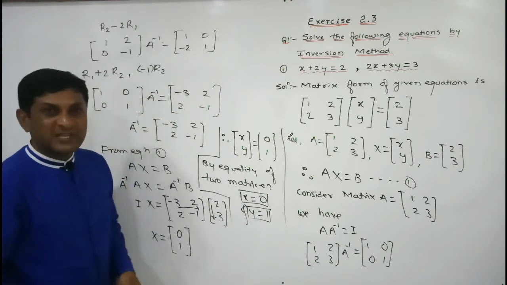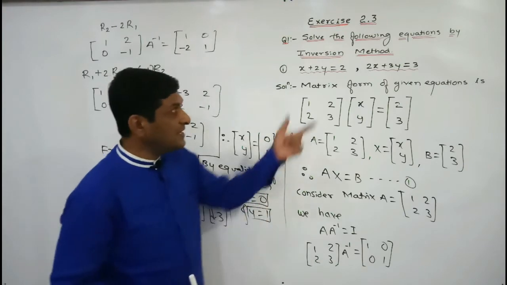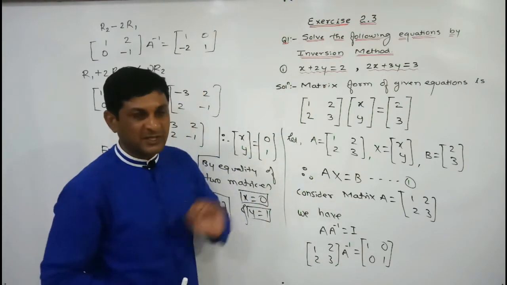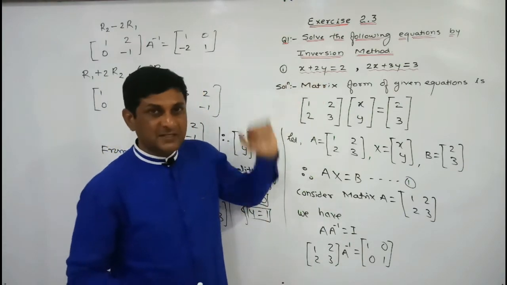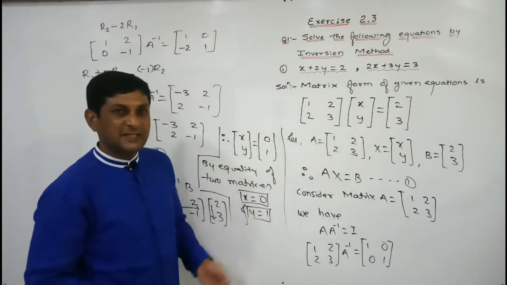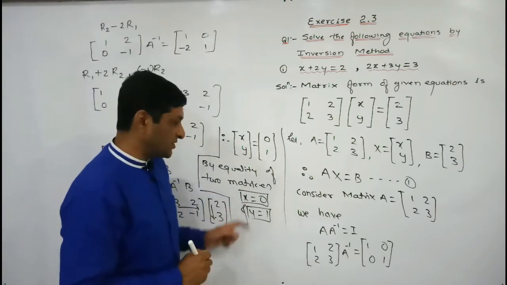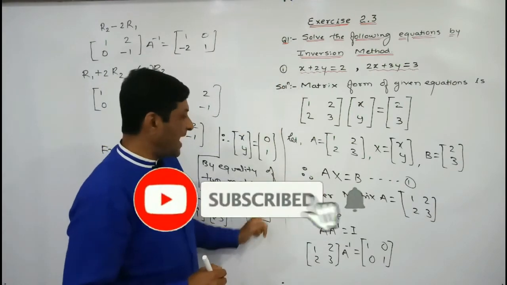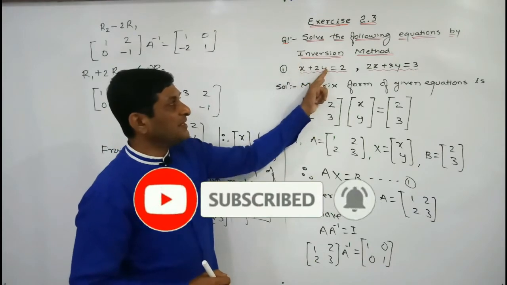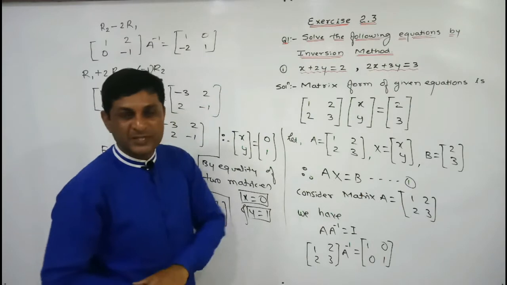To check whether our answers are right or wrong, just substitute these values of x and y in the left hand side of this equation. If the left hand side and right hand side become equal, we can say that these are our required values, the required solution of the given equation. Replace x by 0, y by 1. So 0, and here 1 into 2 is 2, 0 plus 2 is 2. Yes, the first equation is satisfied.